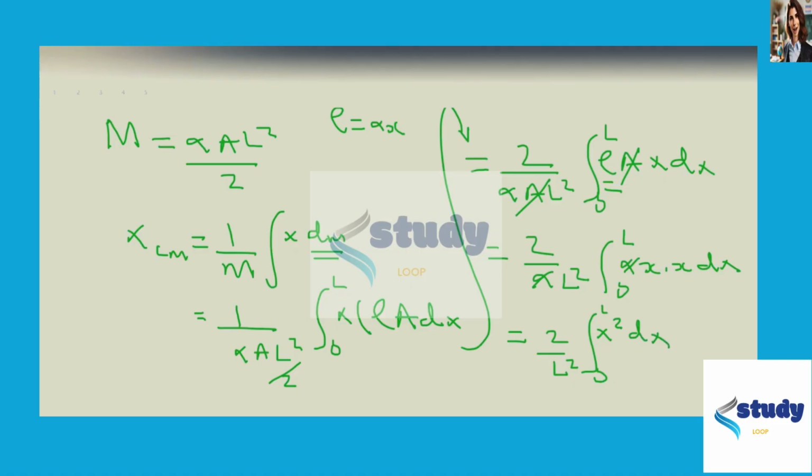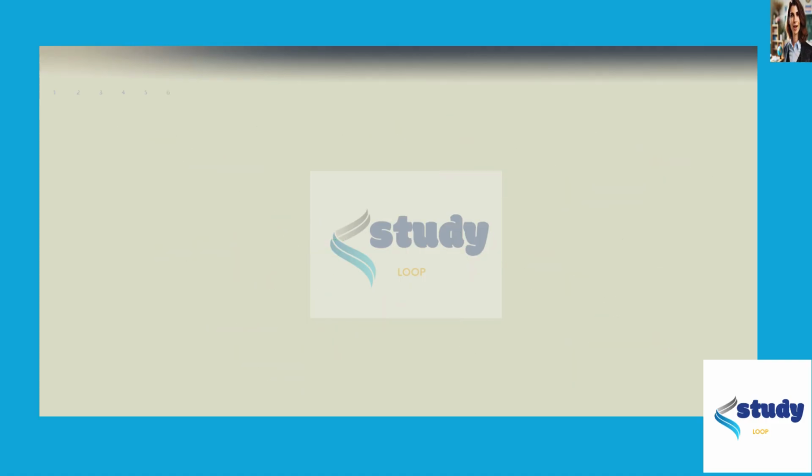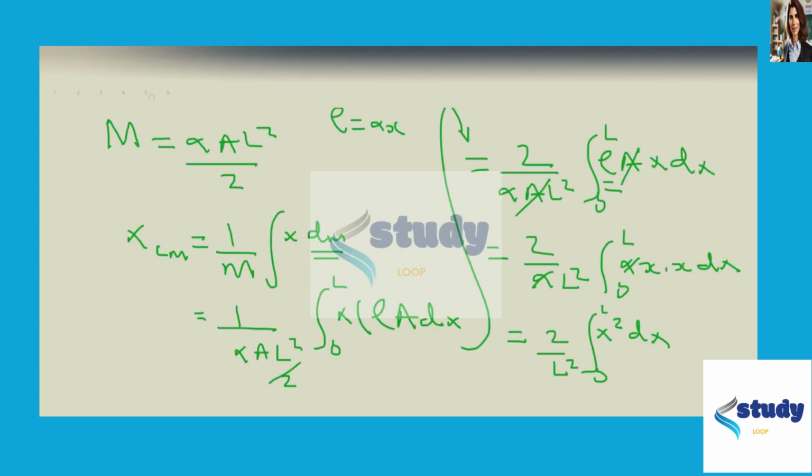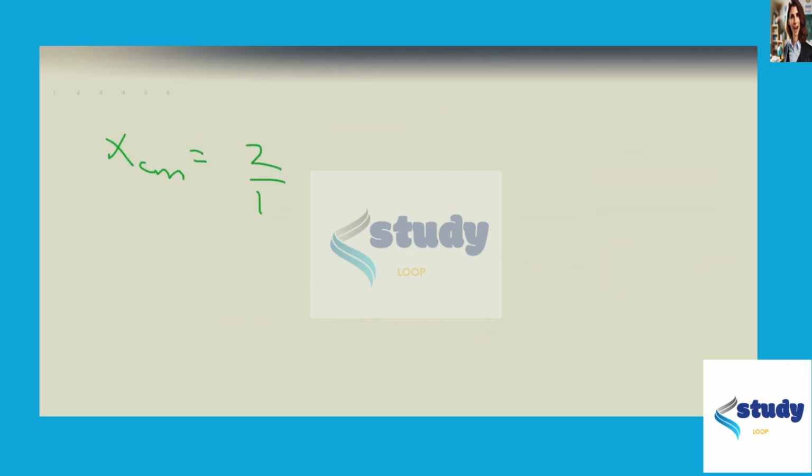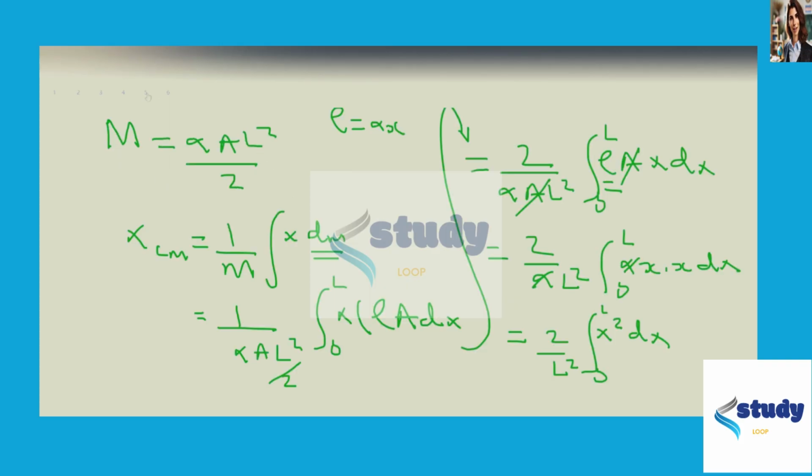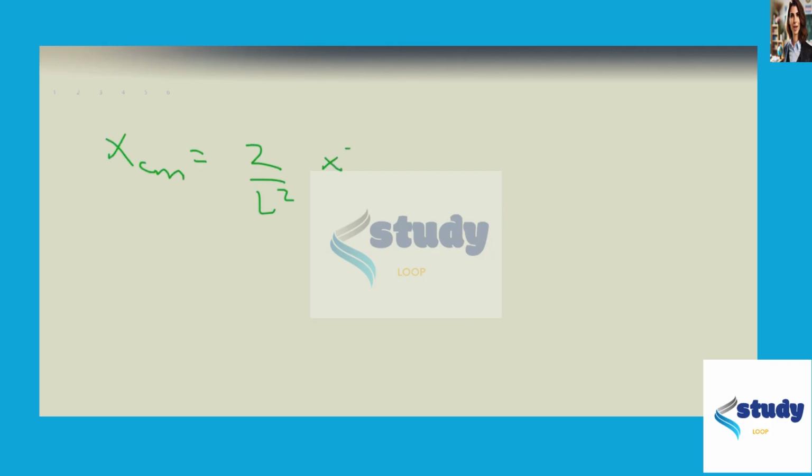Now we can do the integral. I'm going to do that on the next page. So the x center of mass becomes equal to, if we go back, 2 over L squared, which is a constant, and then we do the integral, x cubed over 3, and then this is from 0 to L. And so we have 2 over L squared, L cubed over 3. The 0 plugged in just gives you 0, so nothing else happens there. This L squared will cancel all the L's except 1.